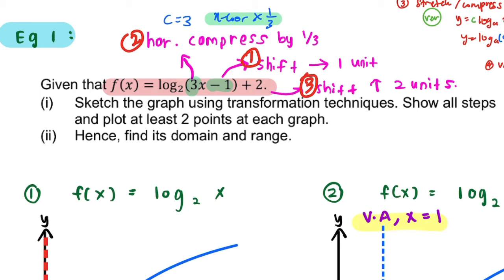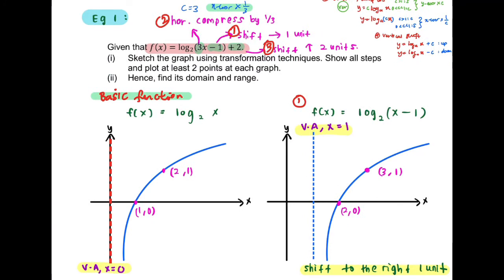And the last one, you will have plus 2 outside here, meaning that this is the final transformation, shift up by 2 units. So now we have finished drawing the mind map of our action plan. Now let us start to graph. The first one, let us draw the basic function. The basic function is f(x) equals log base 2 of x. This is a graph going up. Don't forget your vertical asymptote.